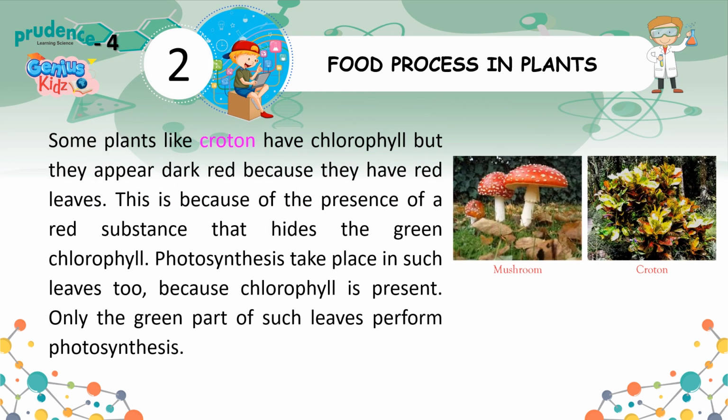Some plants like croton have chlorophyll but they appear dark red because they have red leaves. This is because of the presence of a red substance that hides the green chlorophyll. Photosynthesis takes place in such leaves too, because chlorophyll is present. Only the green part of such leaves performs photosynthesis.